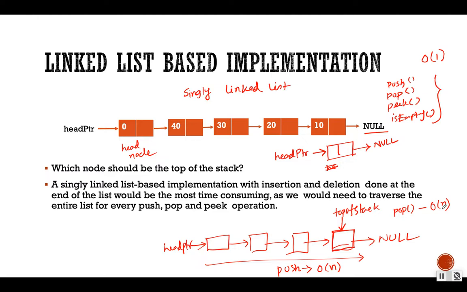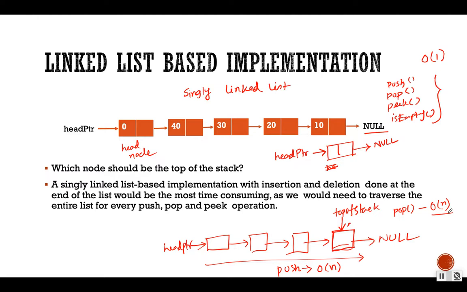Preferably we want to implement our push and pop operations in order of one runtime. In a singly linked list based implementation, insertion and deletion done at the end of the list is going to be the most time consuming, because we have to traverse the entire list for every push, pop, and peek operation. Peek means we want to read the last node, the top of the stack node. So for each of the operations, push, pop, and peek, we have to traverse the entire list, and they are going to take order of n runtime. So now what is the solution?